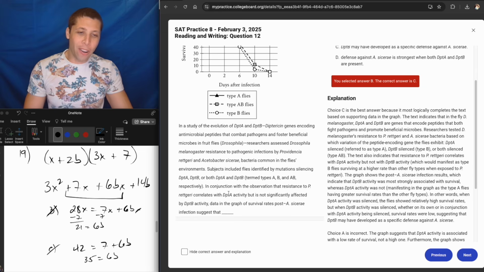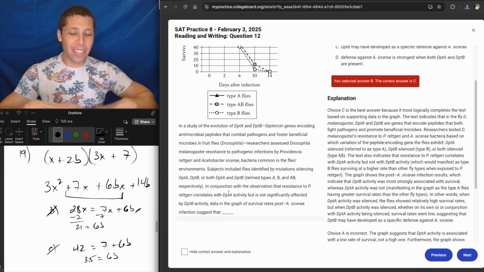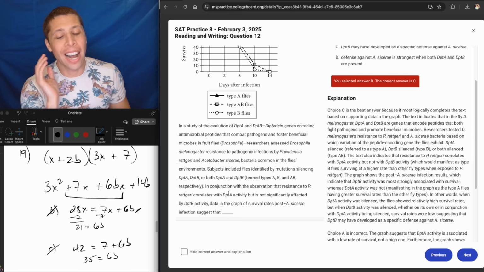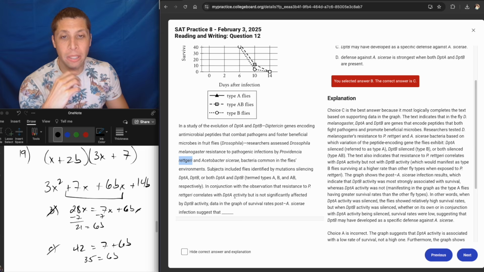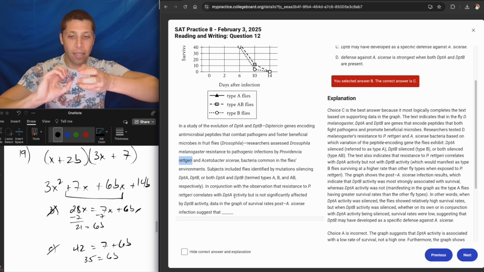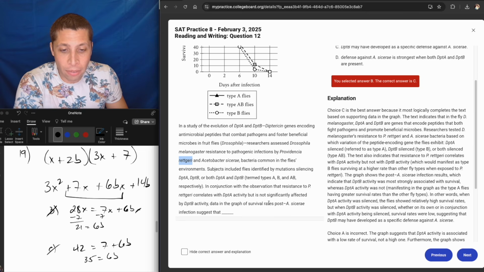So usually when you do these science passages, just ignore all the names of things. It doesn't matter. It's not really important. But in this case, it kind of was, because they are saying that in conjunction with the observation that resistance to rettgeri correlates with DPTA activity, but is not significantly affected by DPTB, right? So one of the things they infected them with correlates with DPTA, meaning whatever DPTA does, it's important for that rettgeri. But now we're doing data in the graph of the survival rates of this other thing, this A. sicerae, however you say that, right? So now we're talking about a different thing.